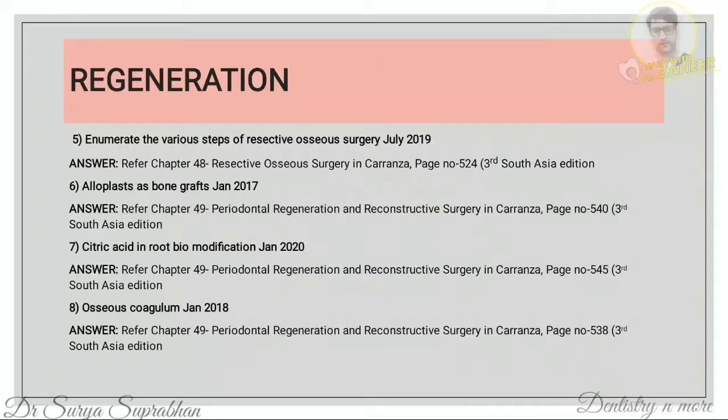Then coming to alloplast. Alloplast, first you have to define what is alloplast. Then you have to write about the commonly used components of alloplast, that is calcium phosphate, hydroxyapatite. Then you can mention about the bioactive glass, etc. Then citric acid in root biomodification. It's a straight cut answer from Carranza, chapter 49, page number 545. Then osseous coagulum. Osseous coagulum also you can find in the same chapter. It will come under autograft.